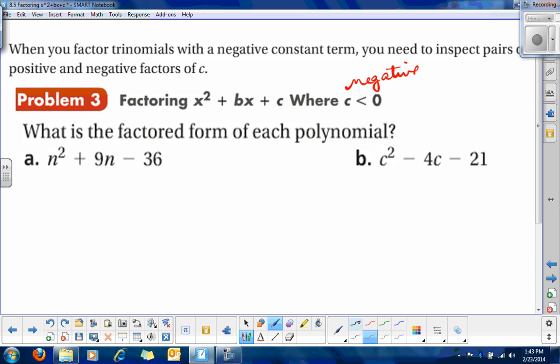Now, the reason that we do that is because we know that when we are multiplying, if we want to get a negative, that means a positive times a negative. That means positive times a negative is a negative. So one of our factors has to be positive, one of them has to be negative. And then when we add, we have to remember that when we're adding two integers with different signs, we subtract the digits and take the sign of the higher number. So we have to take that into consideration when we are adding.